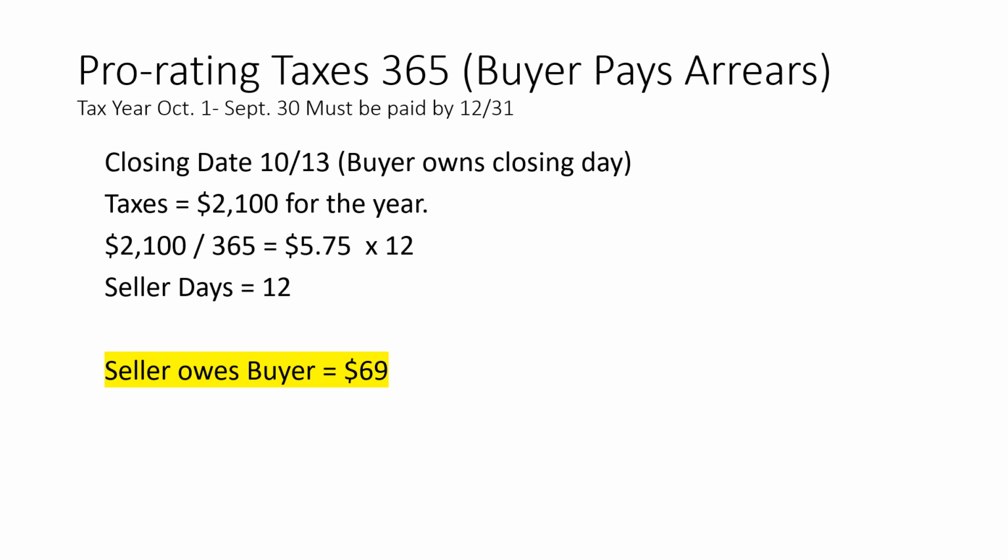You've got to figure out how many days the seller owes, and once you figure that out, you multiply the 5.75 times 285, and the seller's going to owe the buyer $1,638.75. And the reason why the seller owes the buyer is because the buyer's going to pay the tax bill at the end of the year. And the seller's lived in it from January 1st to basically October 12th. You gotta watch when you're counting your days and make sure you know who owns the closing day, because it makes a difference, and they'll have right and wrong answers in there to distract you.